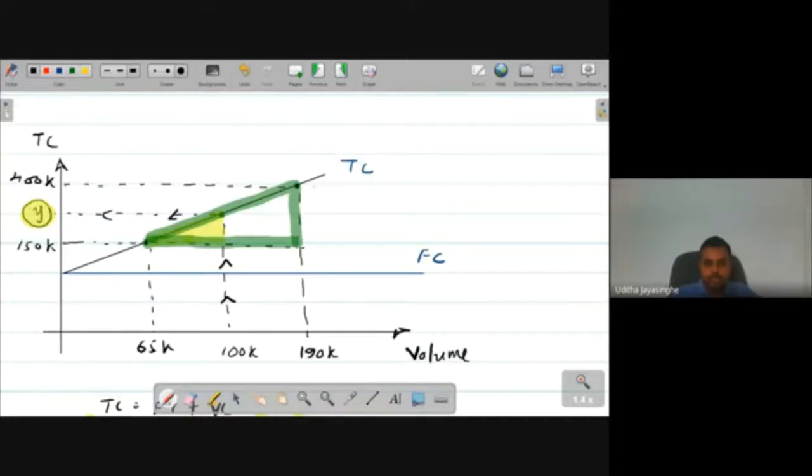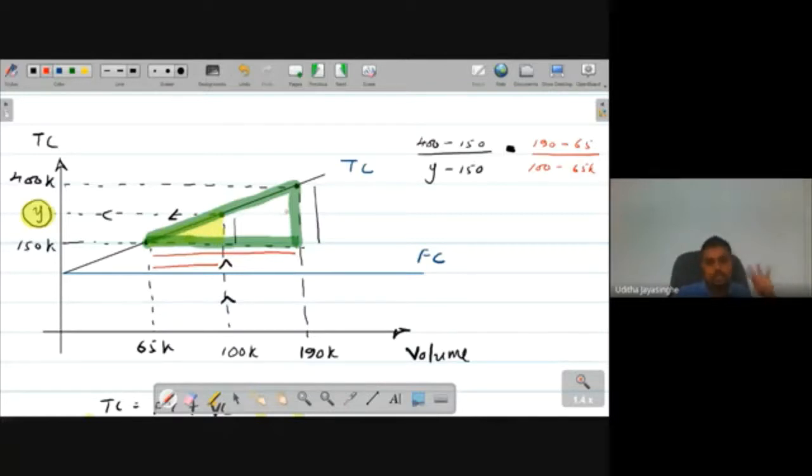How are you going to do it? You can take this particular height and this particular height on one side: 400 minus 150 versus this particular height, which is y minus 150. And similarly, you can write two more for this particular length and this particular length for the small triangle. The bigger length is going to be 190 minus 65k, and the smaller length is going to be 100 minus 65k. To resolve this equation, the y value is going to be exactly similar to that, 220,000.